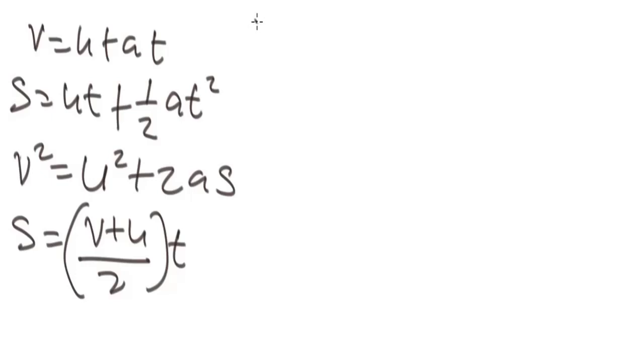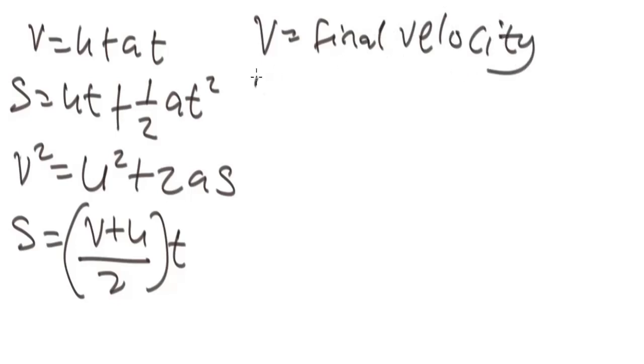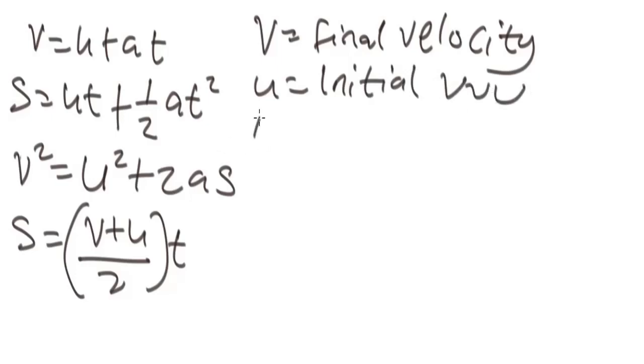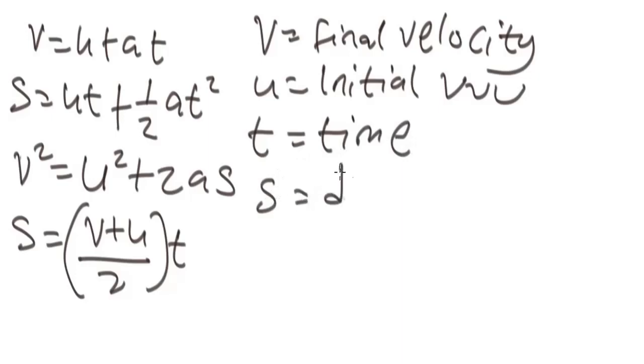Let me write it here for you. Our v is final velocity. Alright, our u is initial velocity. Then we have t is time, x is distance.